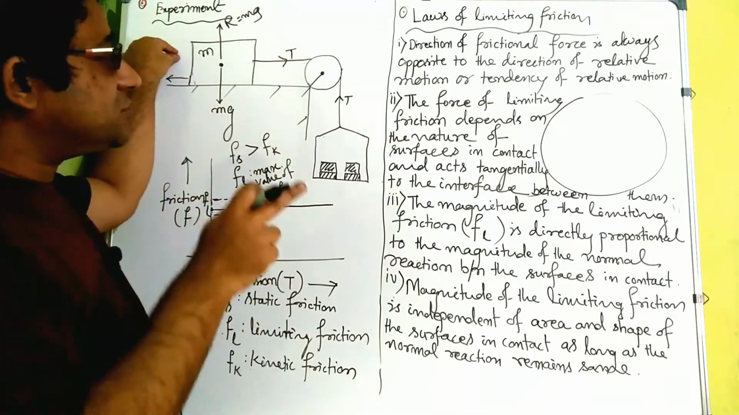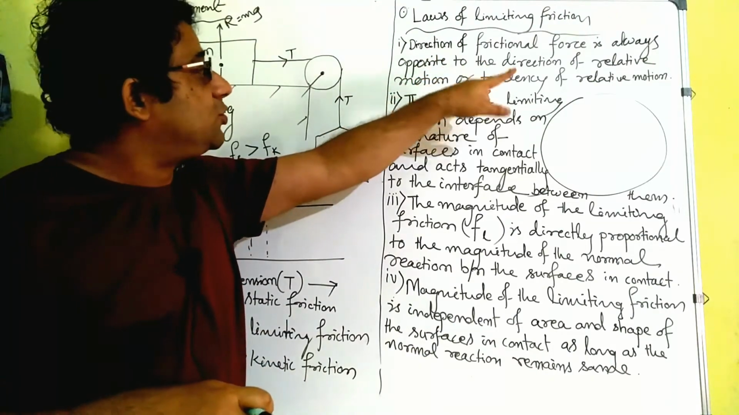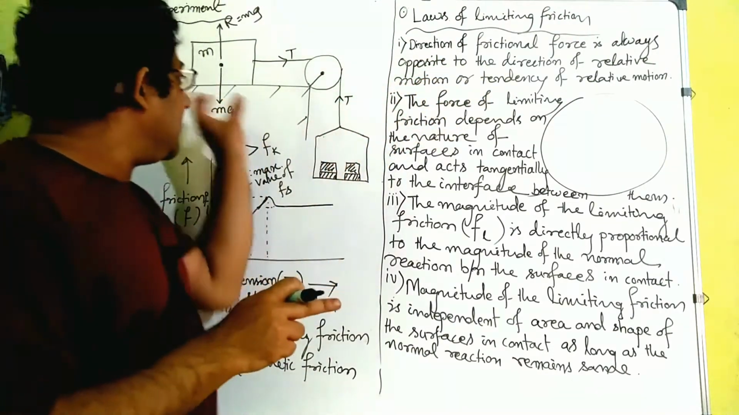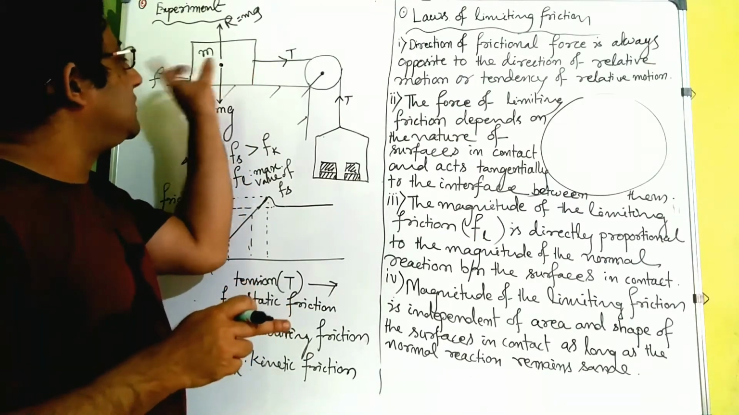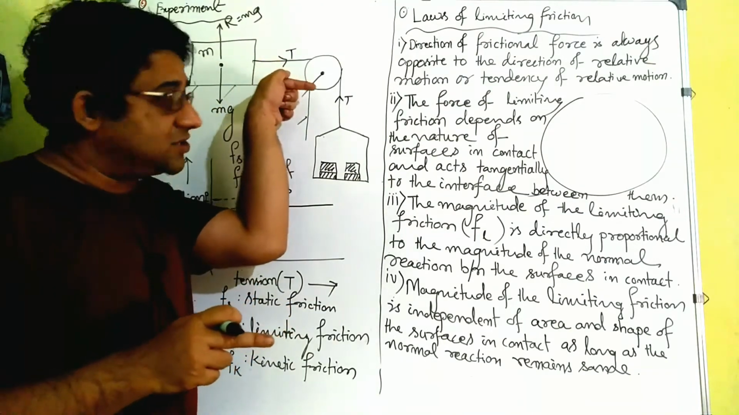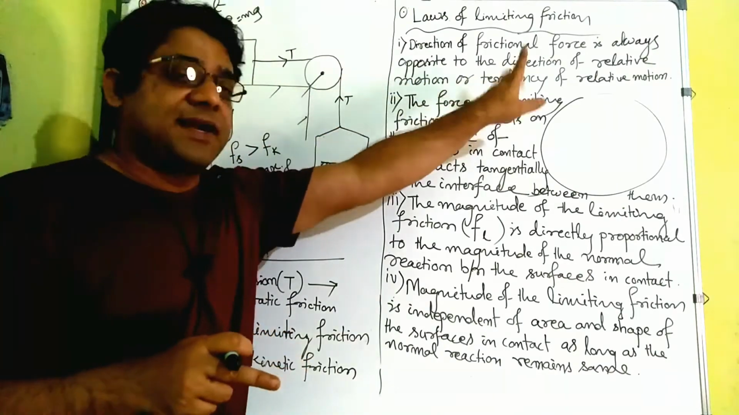So frictional force is always in the opposite direction to the relative motion. If it is moving in this direction, the frictional force is in this direction, and if it is moving to this side, the frictional force will be in this direction. So it will always be opposing the relative motion or tendency of a relative motion.